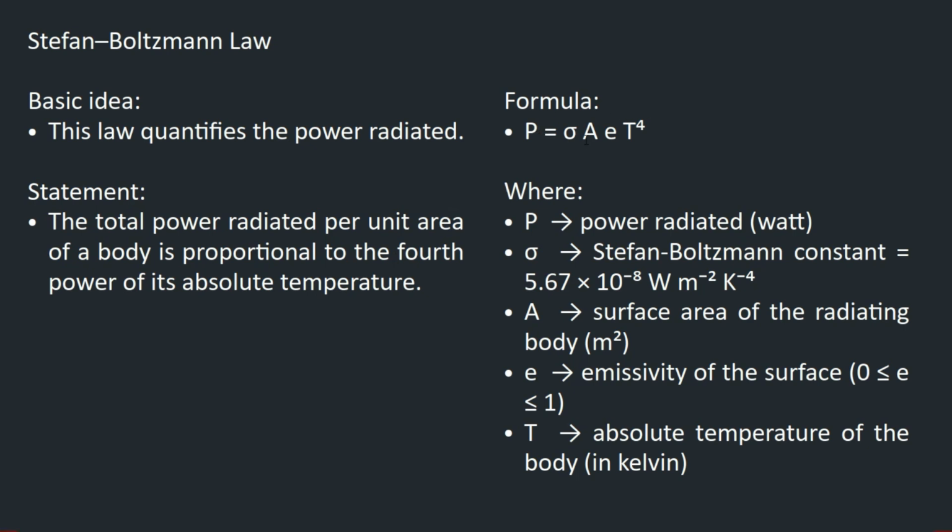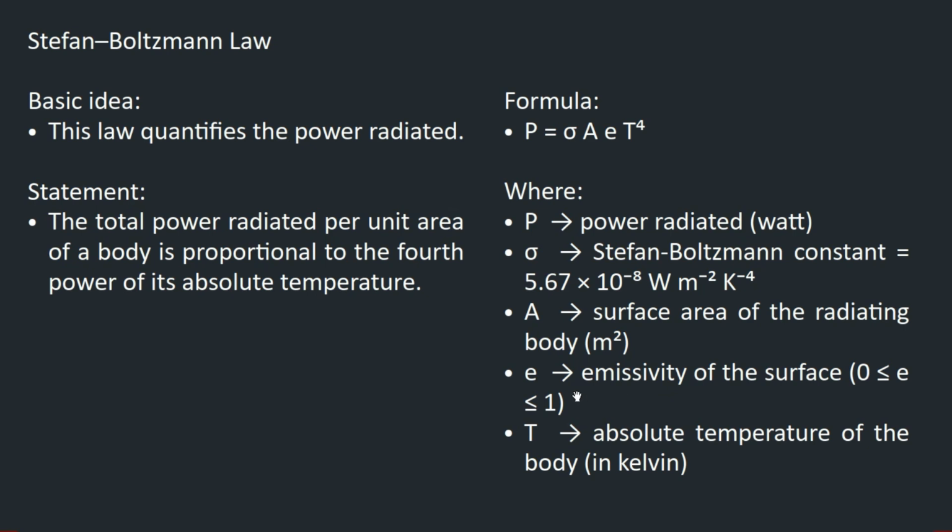So the formula is, all these are constant, and T to the power of 4. The constant involves the Stefan-Boltzmann constant. A is the surface area of the radiating body. E is the emissivity of the surface. We'll understand this. T is your absolute temperature. See, this sigma thingy, it's a constant that I can't do much about. A is your surface area.